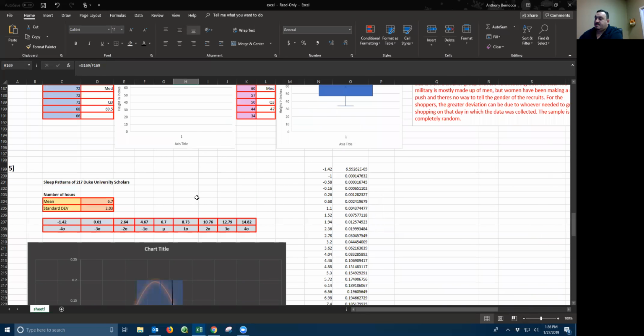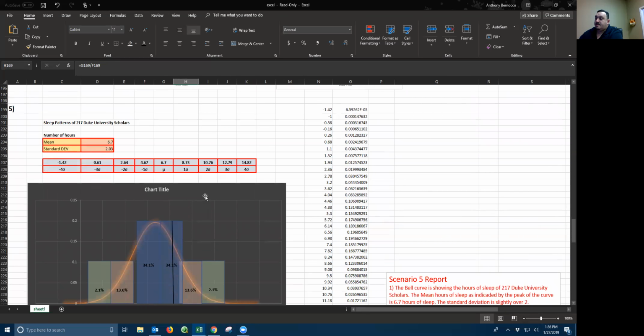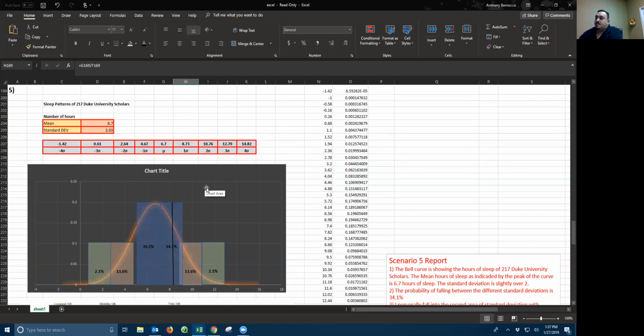Scenario 5. We have our sleep study with our mean and our standard deviation. And here's our median sleep is 6.7 hours. And then as it goes up, we have our formulas.